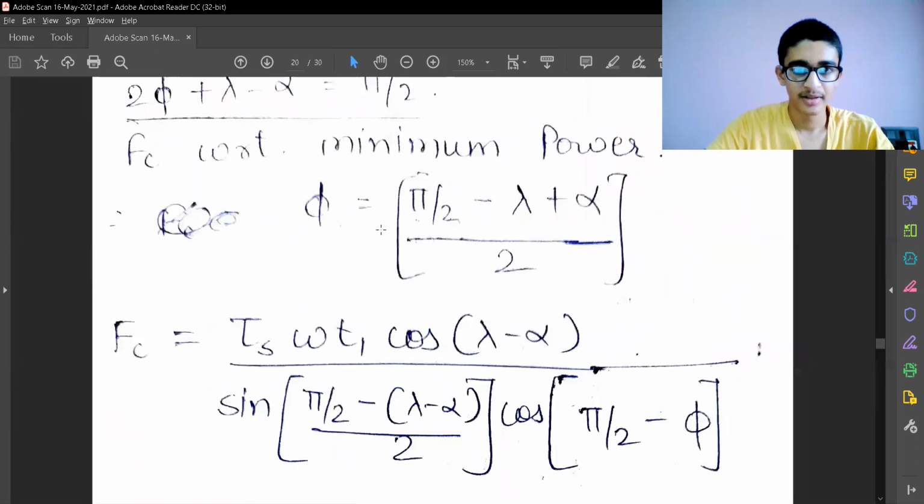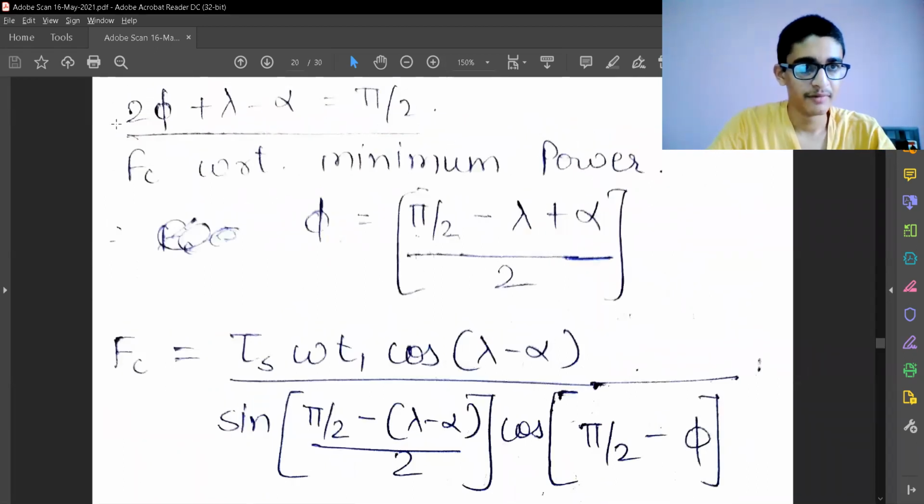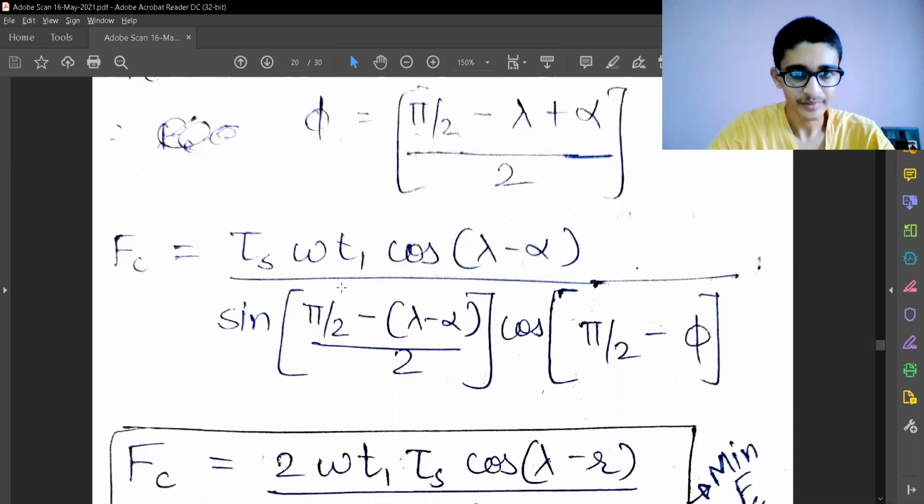Now let's look at this. So we have the condition for minimum power. So FC with respect to minimum power will have the value of phi equal to this. I've just rearranged this: phi is equal to pi by 4 minus (lambda minus alpha) divided by 2. Now I can substitute that phi value back and get the minimum value of force.